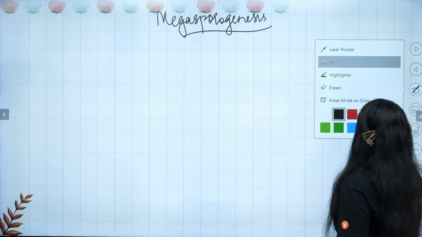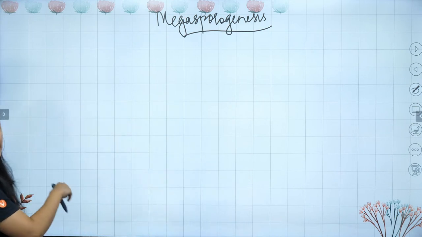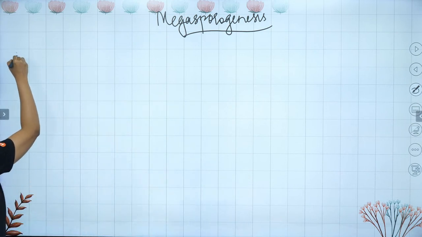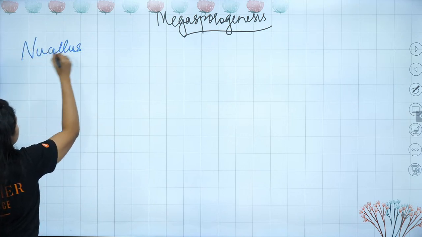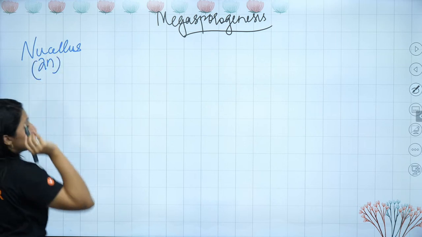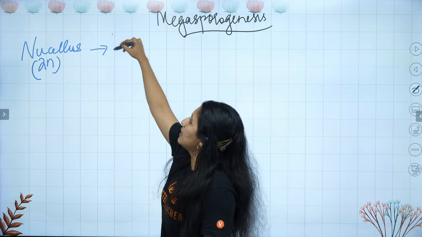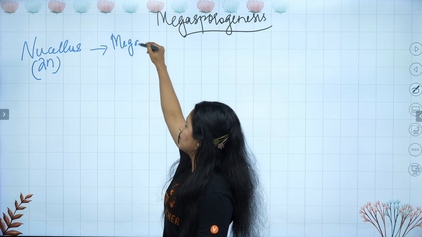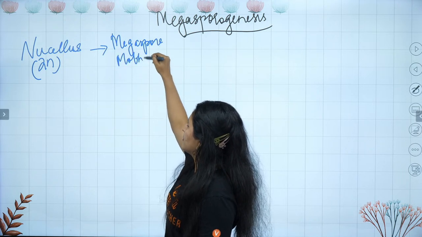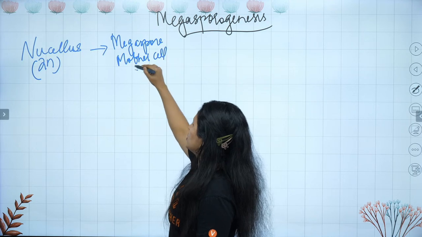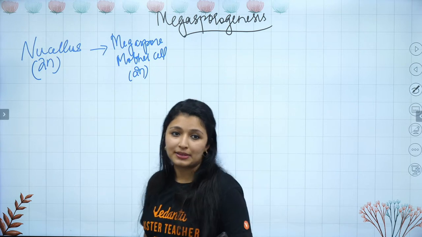So, we all know about nucellus. We have nucellus inside the integuments, which is diploid. Just like how we start with sporogenous tissue, this nucellus will only become the megaspore mother cell, which is our diploid cell. Now, this megaspore mother cell will be selected.